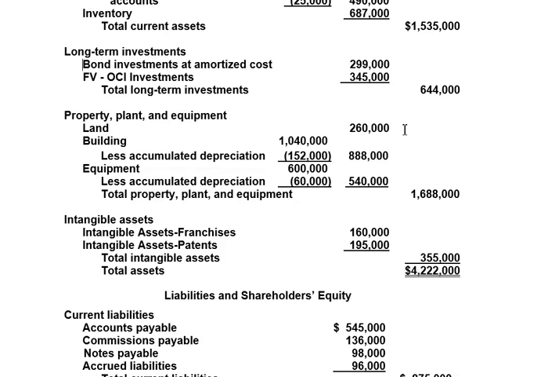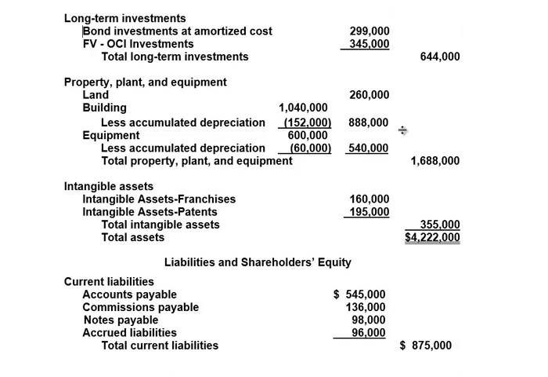Now, when we add those two investments together, we're going to get $644,000. The other type of non-current asset we have is property, plant, and equipment. And we normally put land first. And our land we're given is $260,000 in the question. We look at buildings less accumulated depreciation, as well as equipment less accumulated depreciation. It doesn't matter if you put the equipment before the building, but it is more normal to see land first, although that isn't a must.